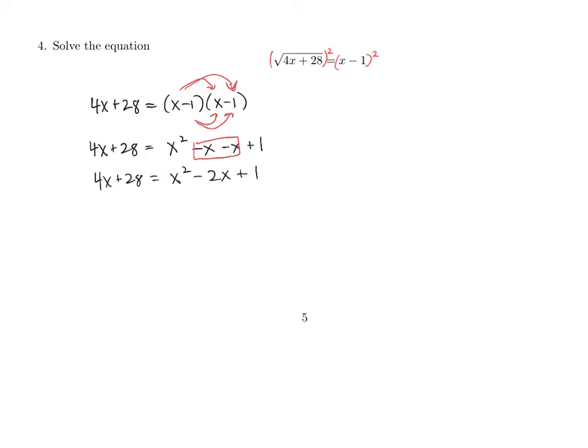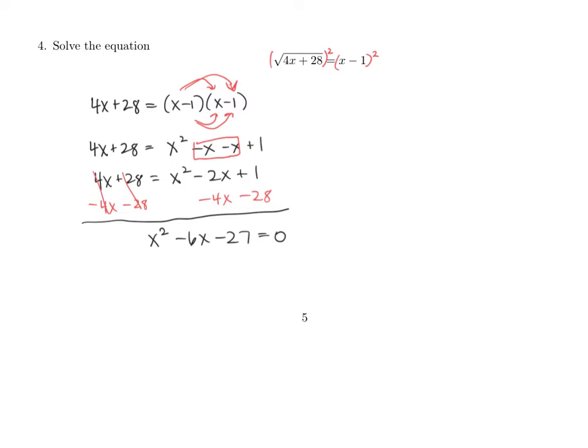Now you want to look and see what kind of equation you have here. You have a quadratic equation because of the x squared. So if you have a quadratic, you have to get everything set on one side of the equal sign and set it equal to 0. So subtract 4x from both sides. Subtract 28 from both sides. So I'm bringing everything over to be on the side of the positive x squared. So we'll have x squared minus 6x minus 27 is equal to 0.